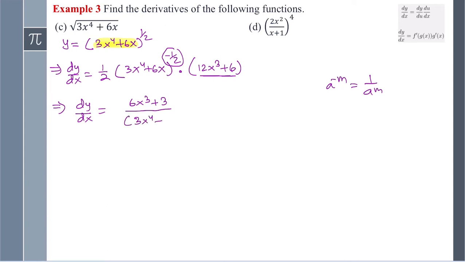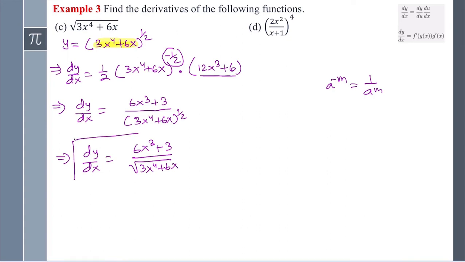So that becomes 3x to the fourth plus 6x, to the 1/2. Or we can write this as dy over dx equals 6x cubed plus 3 divided by, instead of writing the power of 1/2, the square root of 3x to the fourth plus 6x. And then that is the derivative.